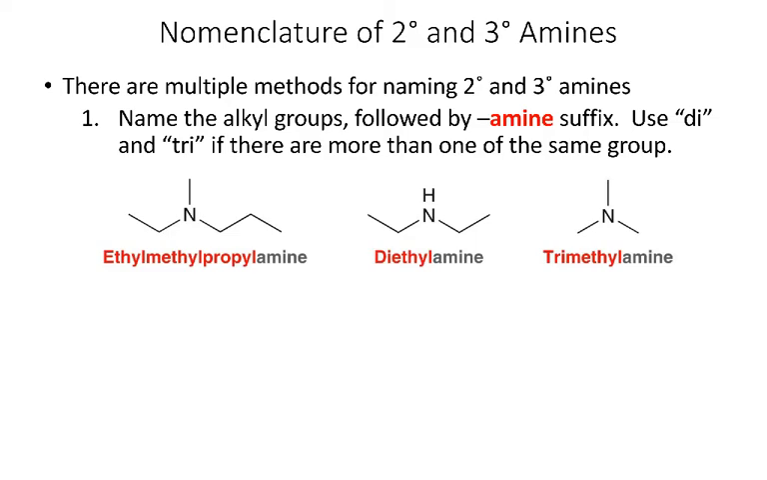Okay, if we have secondary and tertiary amines, the naming is similar, but there are a couple caveats. In the simple method, it really does work like it did with the primary amines. We just name all the alkyl groups that are attached to the nitrogen, and we put them in alphabetical order. So this one has an ethyl, a methyl, and a propyl. So EMP, this would be ethylmethylpropylamine. If we have multiples of the same substituent, then we would use the prefixes di or tri. So this would be diethylamine, or this would be trimethylamine.